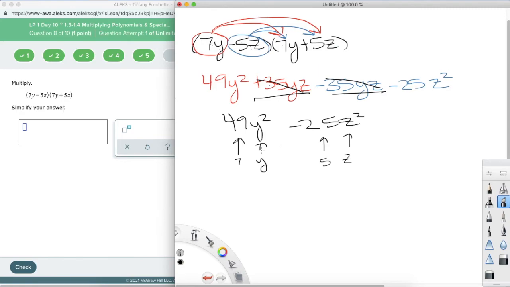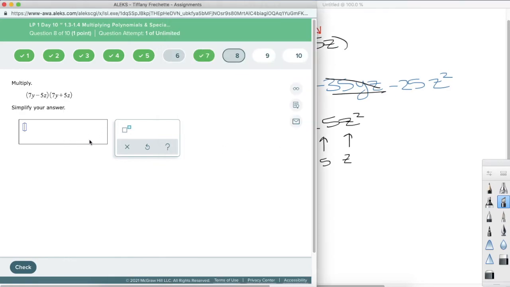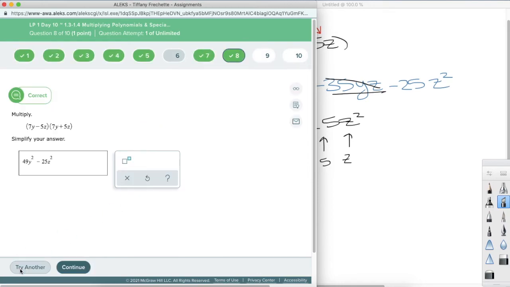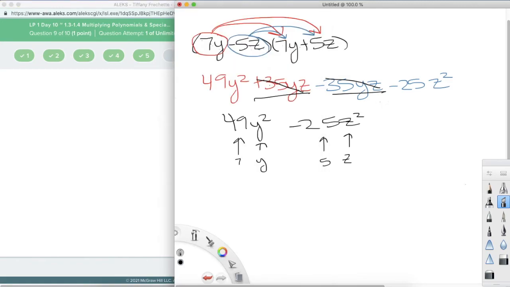All right, let's go ahead and type this guy in here. So we have 49y squared minus 25z squared. So again, this is just a special product. It definitely helps us move quicker if we can recognize these patterns. So we really want to pay attention to these ones and try to recognize them when they come up.